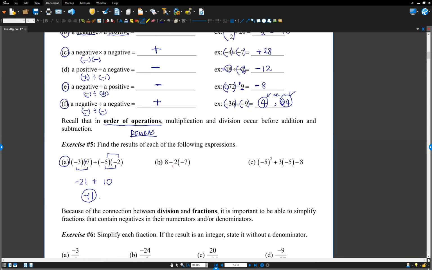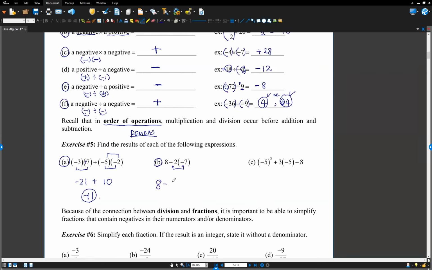Okay, now we try number 2. Everybody try number 2. Mike, can you try number 2? Okay, go ahead. Because this is order of operations, you want to do the parentheses first? Yeah, this is first, right? So we have to do multiplication first. 2 times negative 7, which equals to negative 14.